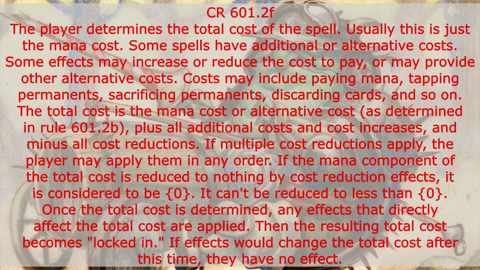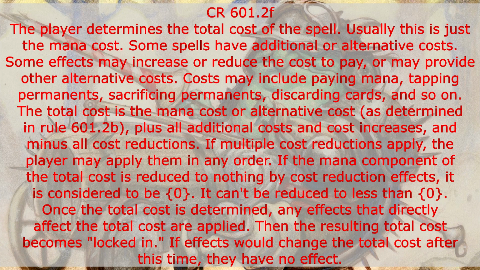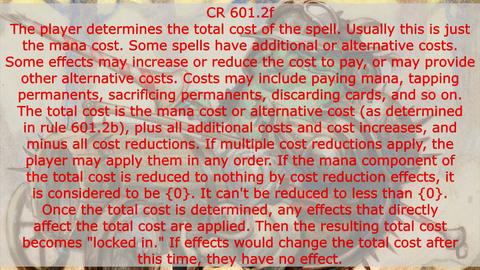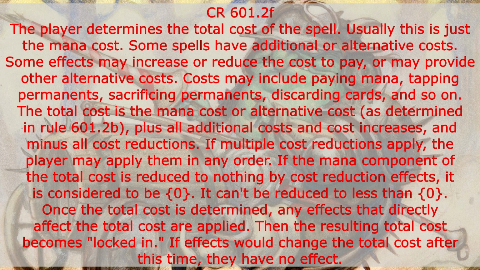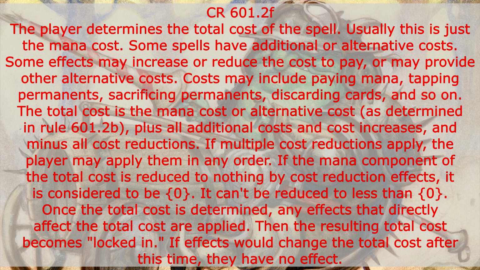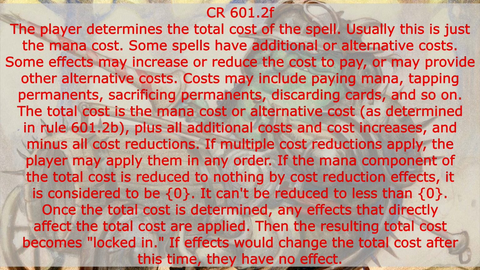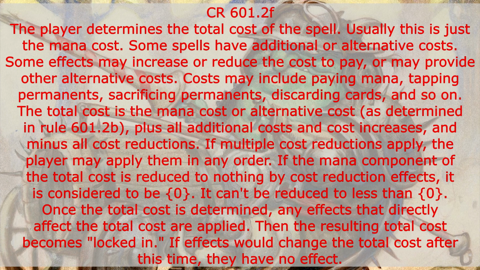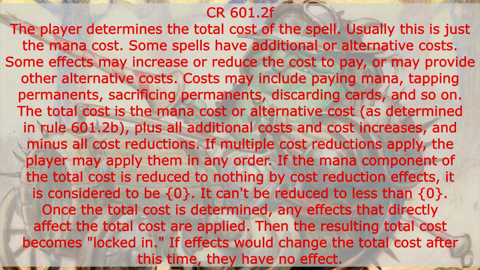If multiple cost reductions apply, the player may apply them in any order. If the mana component of the total cost is reduced to nothing by cost reduction effects, it is considered to be 0. It can't be reduced to less than 0. Once the total cost is determined, any effects that directly affect the total cost are applied. Then the resulting total cost becomes locked in. If effects would change the total cost after this time, they have no effect.